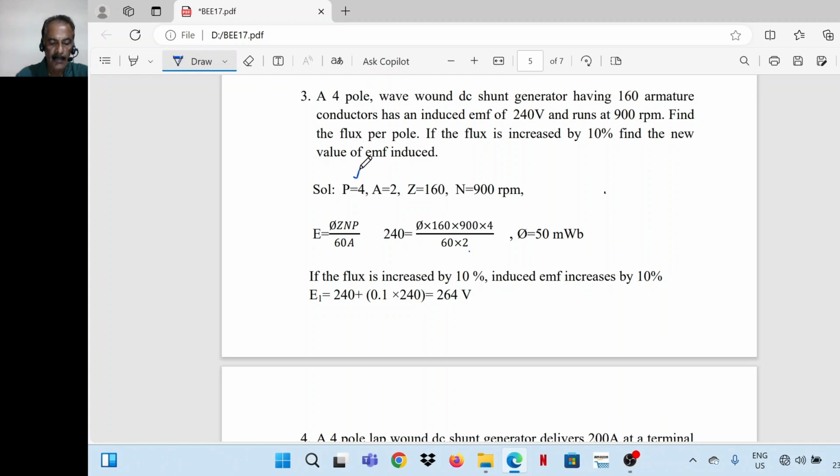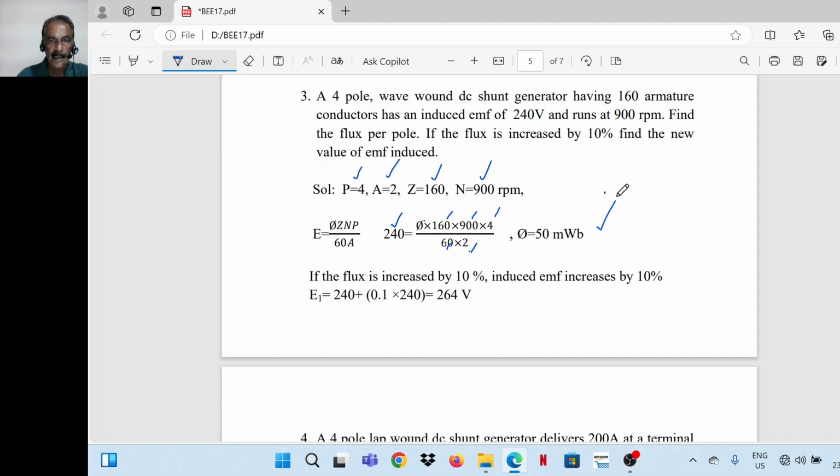So it is a 4-pole machine, number of poles is 4. Wave-wound, parallel paths 2. 160 armature conductors, Z is 160. Speed is 900 rpm, and induced EMF is 240 volts. We have to find the flux per pole. So E, 240, is equal to phi Z, 160, N P divided by 60A. Solving, we get flux per pole equal to 50 milliweber.